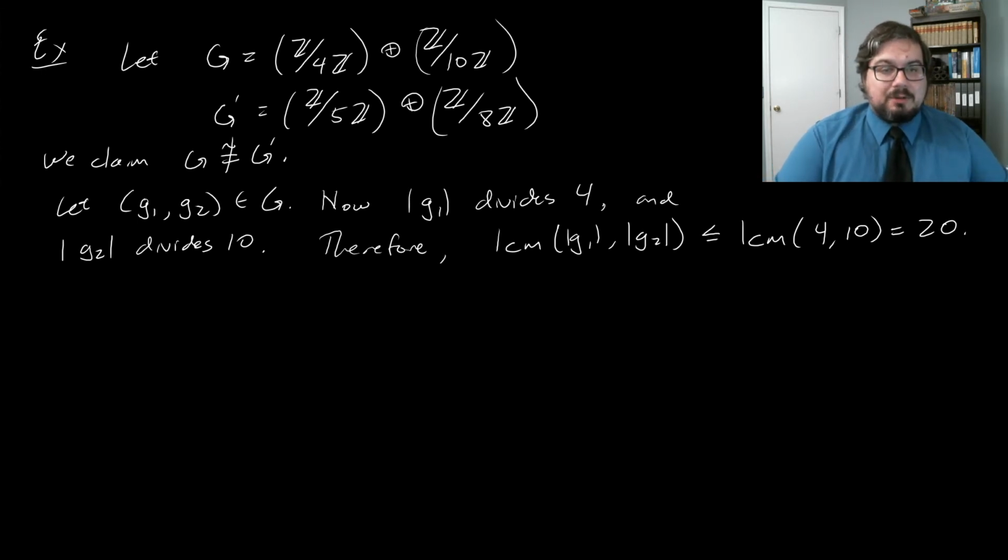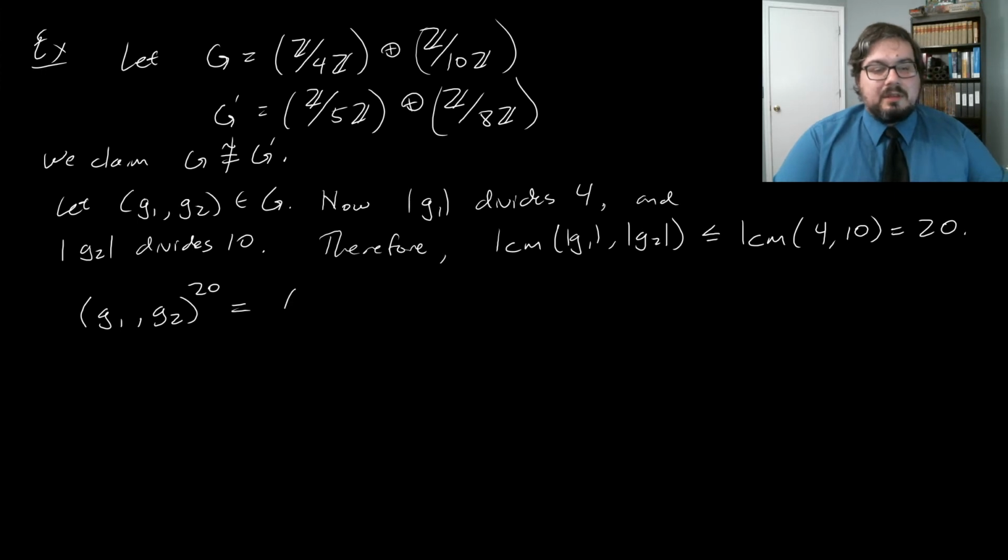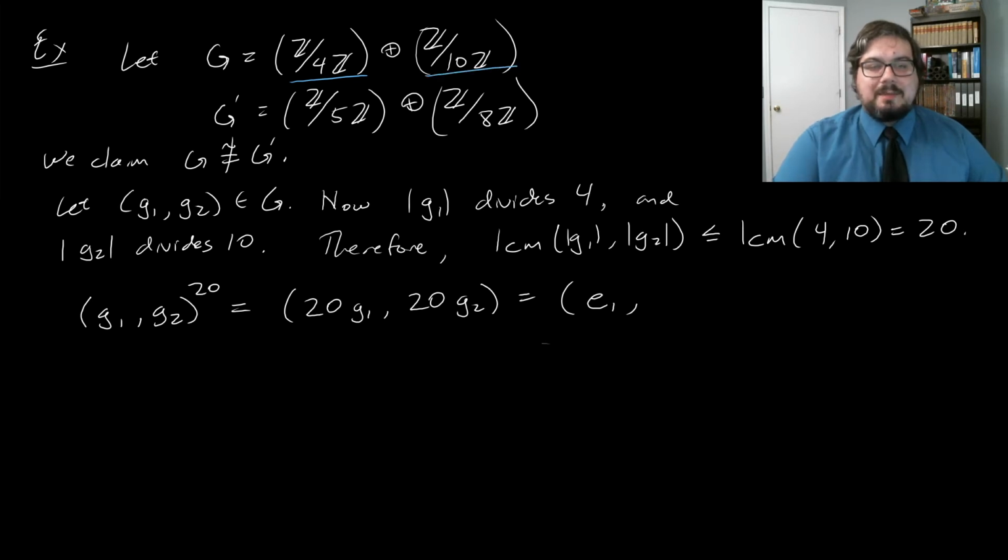Now, we could also have seen that a slightly different way. If we take G1, G2 raised to the 20th, that will be 20 times G1, because the components of G are written additively, and 20 times G2. But the order of the first component of G is 4, and therefore 20 times G1 is 5 times 4 times G1, but 4 times G1 has to be the identity. So that has to be the identity of Z mod 4Z. And similarly, because 10 times any element of Z mod 10Z has to be the identity, we get the identity here as well. So that tells us that the order of any element in G has to be at most 20. And what we're going to do is show that there exists something in G prime of higher order.